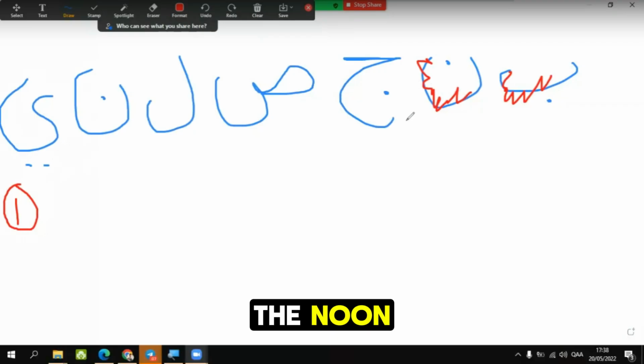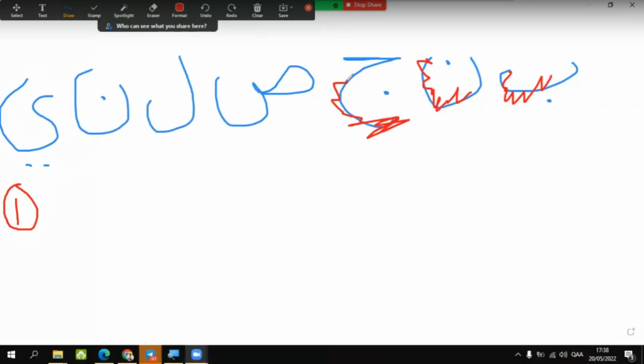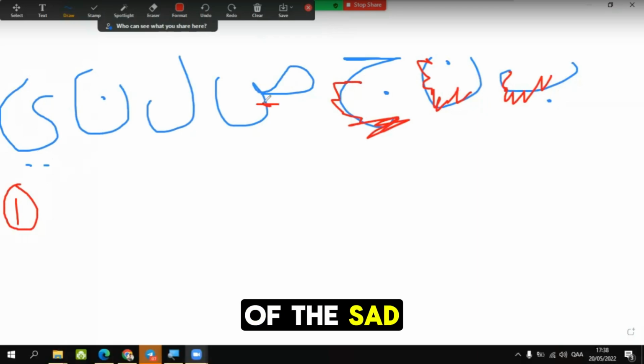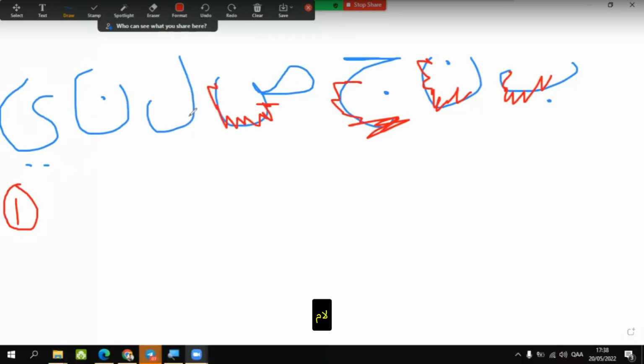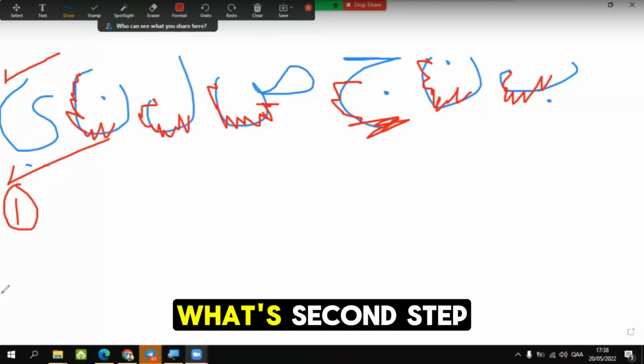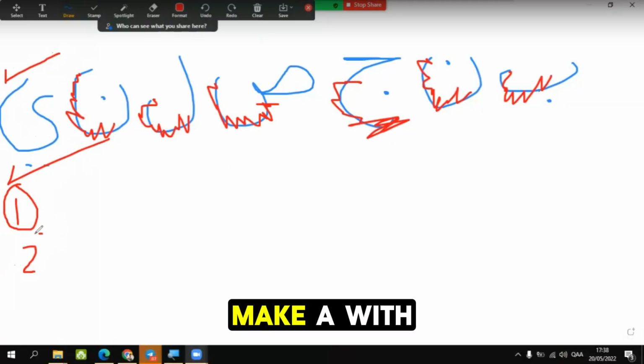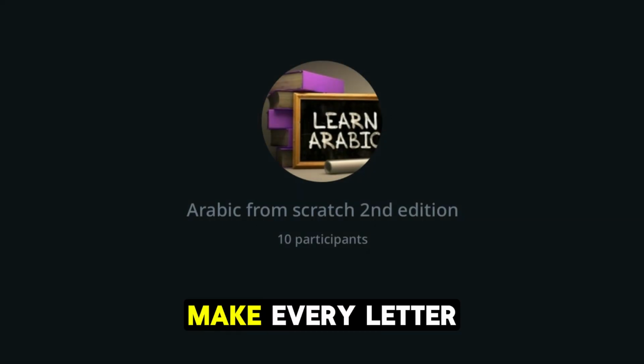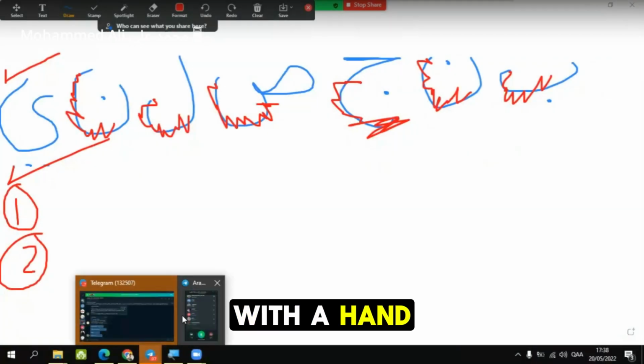Cut half of the noon. This letter is jim, cut half of the jim. Sad, cut half of the sad. Lam, cut half of the lam. Noon, cut half of the noon. The last letter is safe. Exactly, it's safe. Then the second step. What's the second step? We need to make the hand. Exactly. Make every letter with a hand.